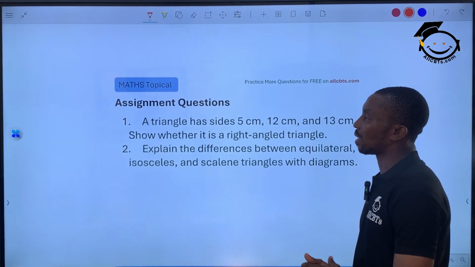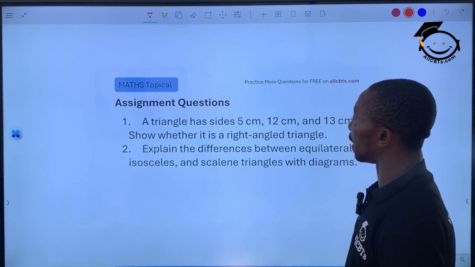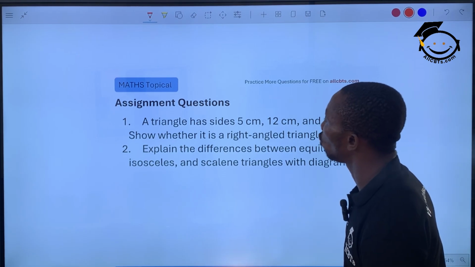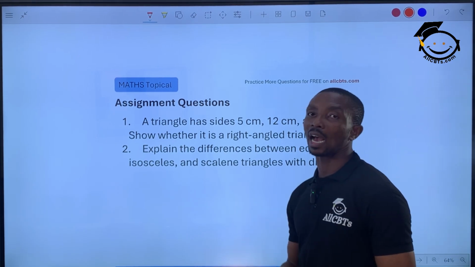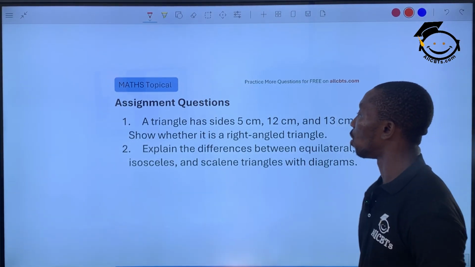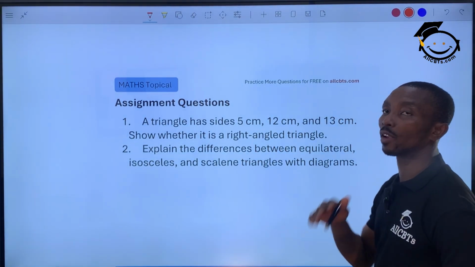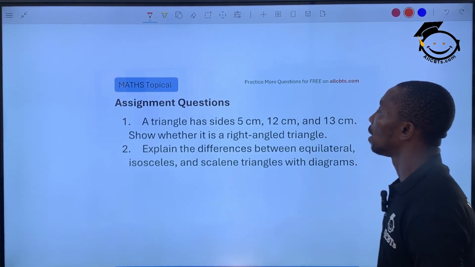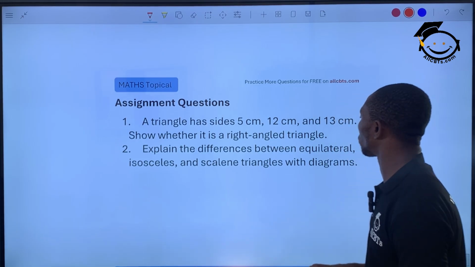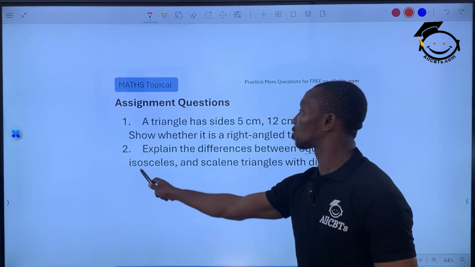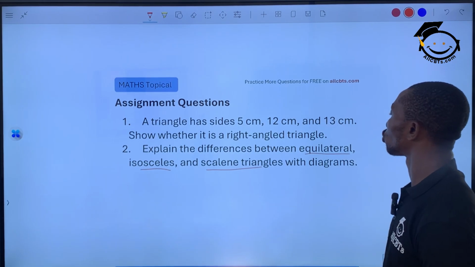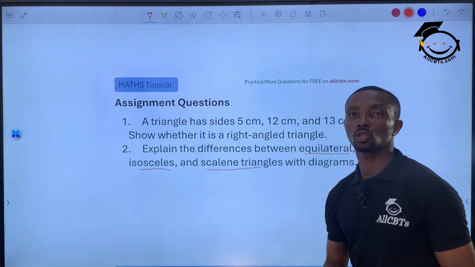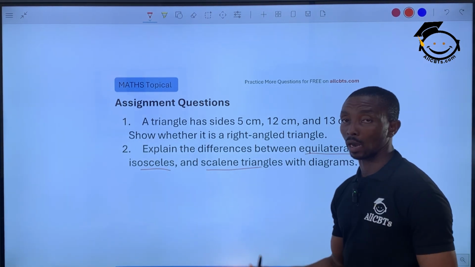For your assignment, it says a triangle has sides 5 cm, 12 cm, and 13 cm. Show whether it is a right angled triangle. You are expected to apply your Pythagoras theorem here. And 2, explain the difference between equilateral, isosceles, and scalene triangles.